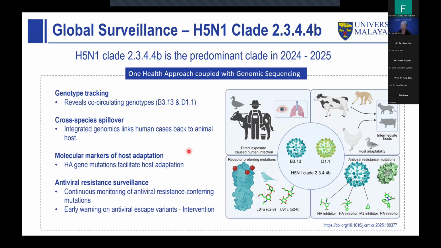And with that, we are also able to find the molecular markers that indicate host adaptations, as well as use the genomic information of the flu to monitor whether those strains will be able to escape the current treatment or not. This is very important because if there is any antiviral escape variant, the intervention should come in very quickly. So with all this information coming together, we will be able to do more proper pandemic preparedness for any potential outbreak in the future.